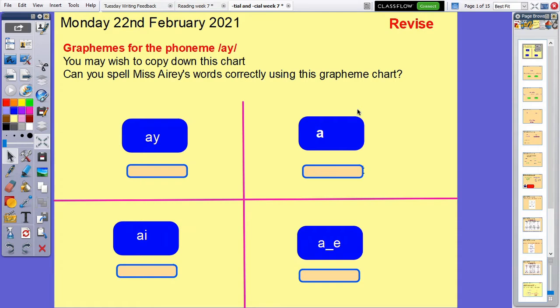Okay, your next word is disarray. The untidy room was in disarray. So which grapheme have I used there? Disarray.